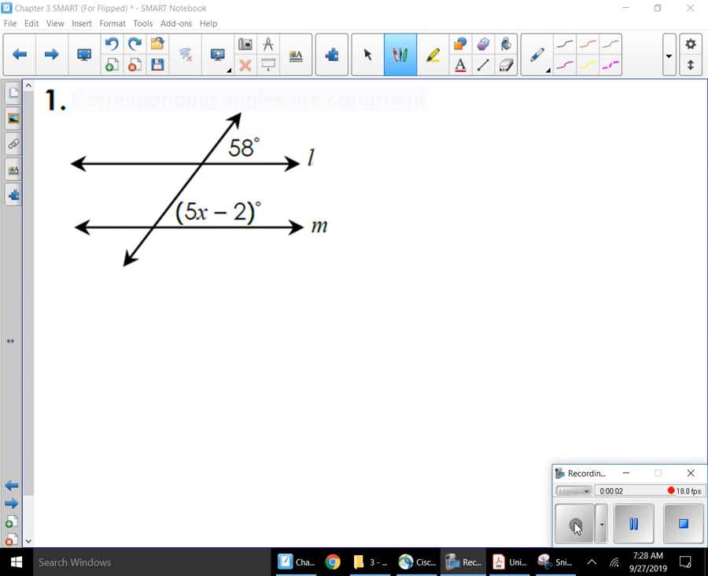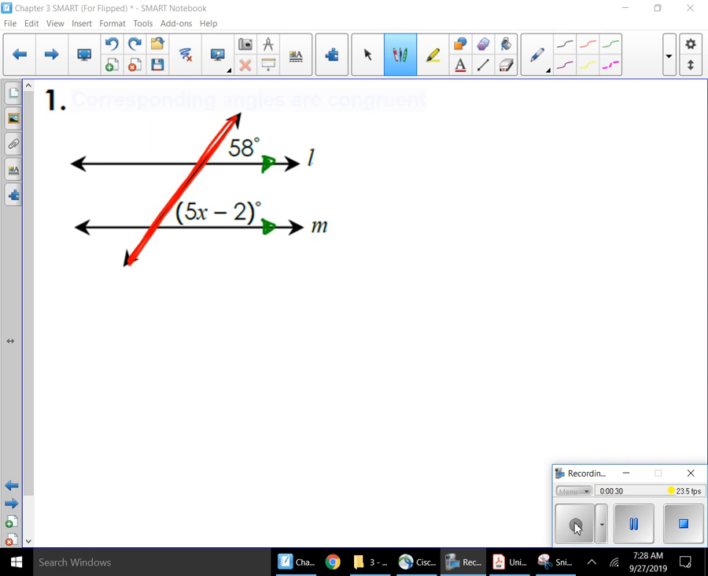Bring on the algebra. Note that in each one of these problems, they did not include arrow tick marks in your diagram, but in the givens, in the directions above each problem, it does say line L is parallel to line M. So we can say that these are parallel lines because it's given, and they are cut by a transversal. Each diagram has a transversal.